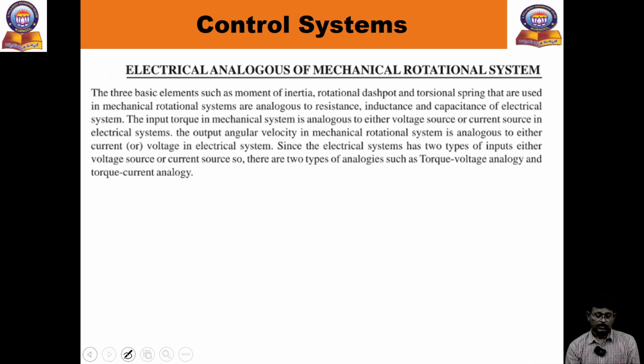So these are the simple examples of force-voltage and force-current analogies for translation systems.